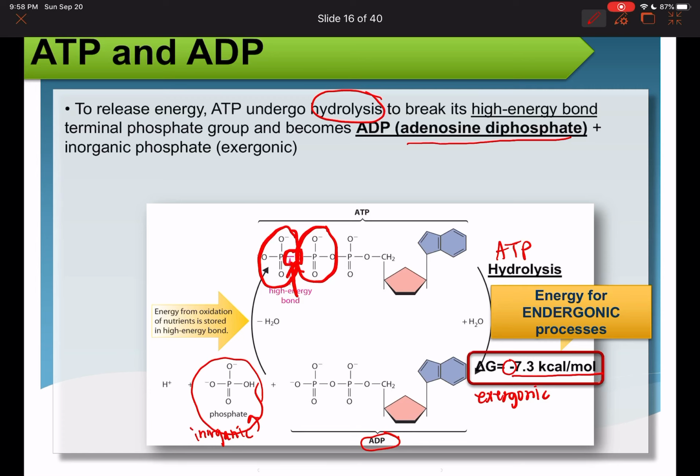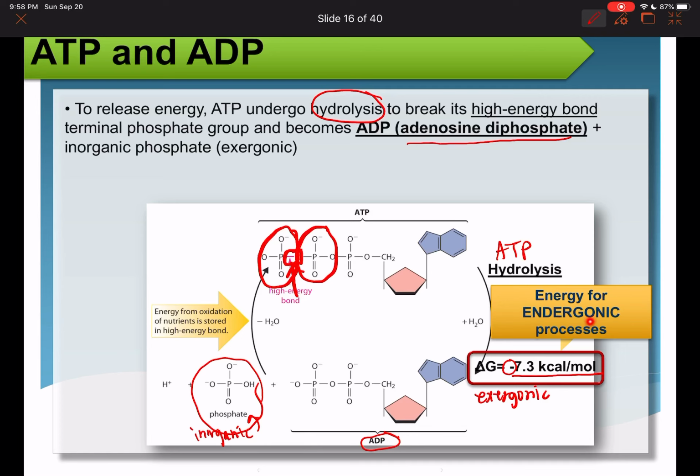That's how much energy we are able to release by breaking that one particular high energy bond of the terminal phosphate. Okay, and hence this energy that is released right here by ATP hydrolysis can be used to power other endergonic processes in the cell.